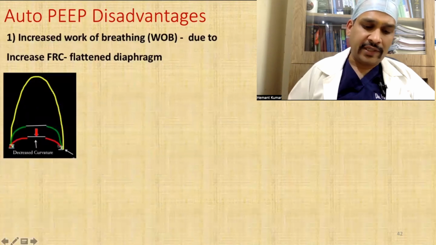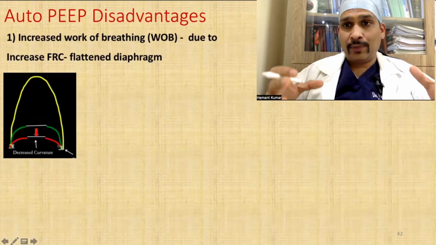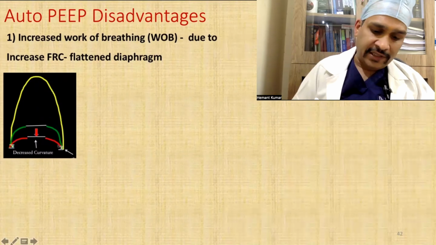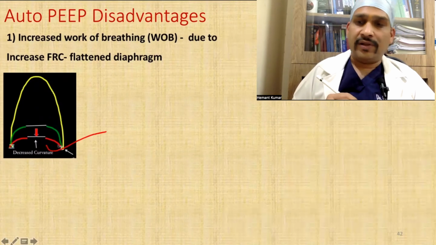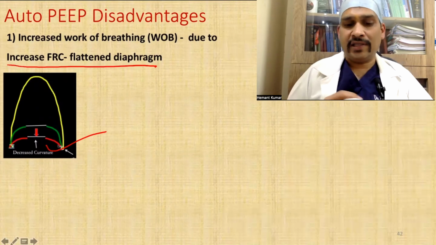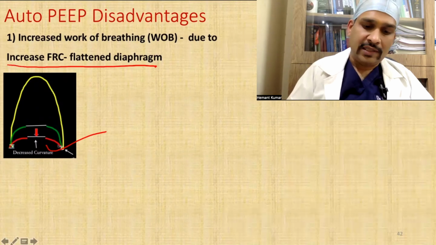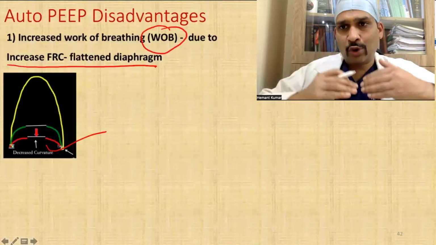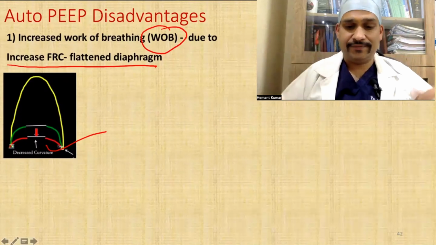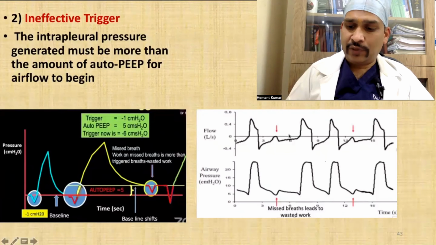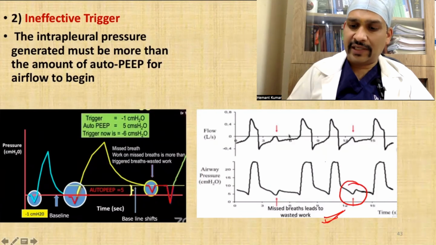So what is the disadvantage of auto-PEEP? Because alveoli are hyperinflated, it will flatten the diaphragm. So what will happen? It will increase FRC and flatten the diaphragm. Then there will be increased work of breathing. Why? Because the diaphragm is not able to contract because of hyperinflation. And another thing is, in this graph you can find there is insufficient trigger.